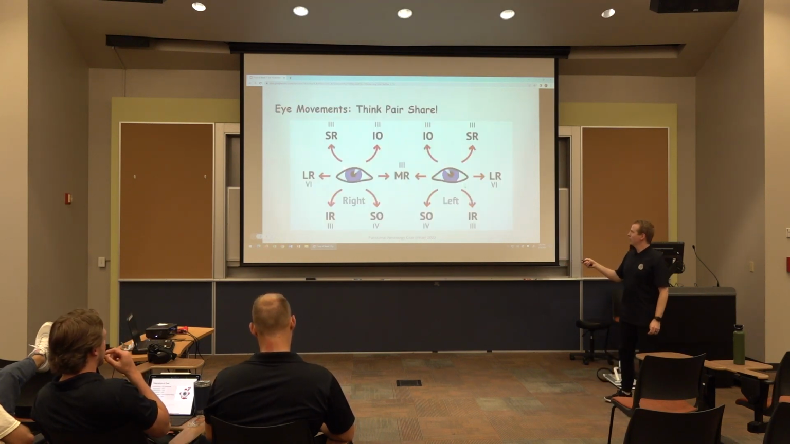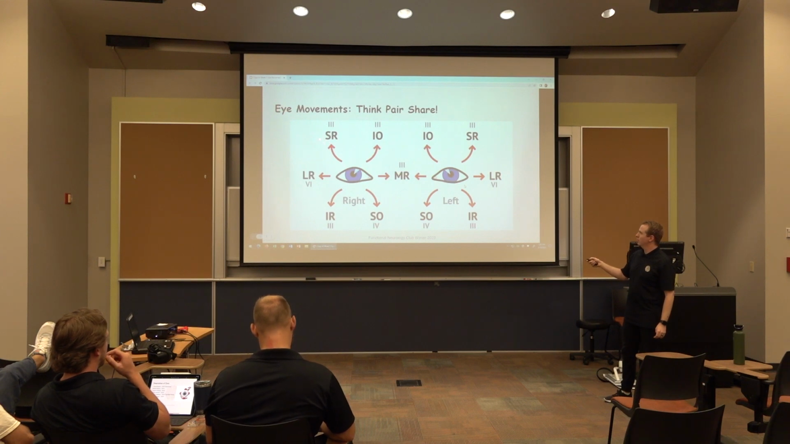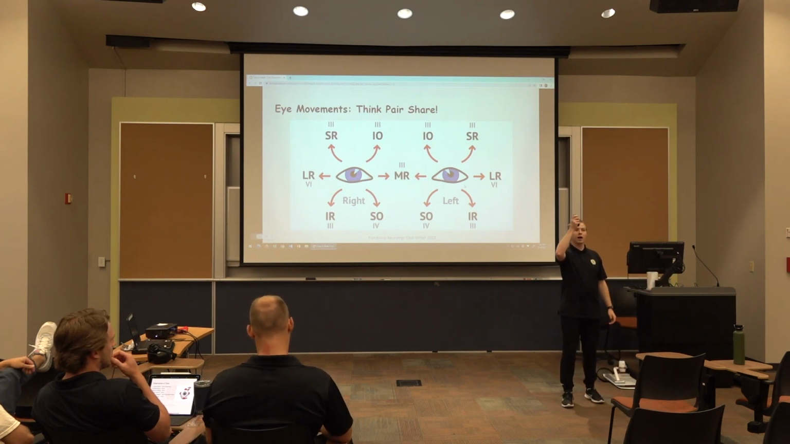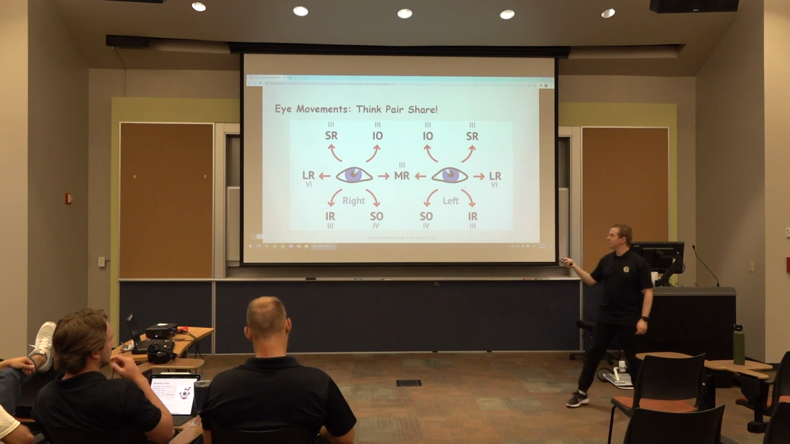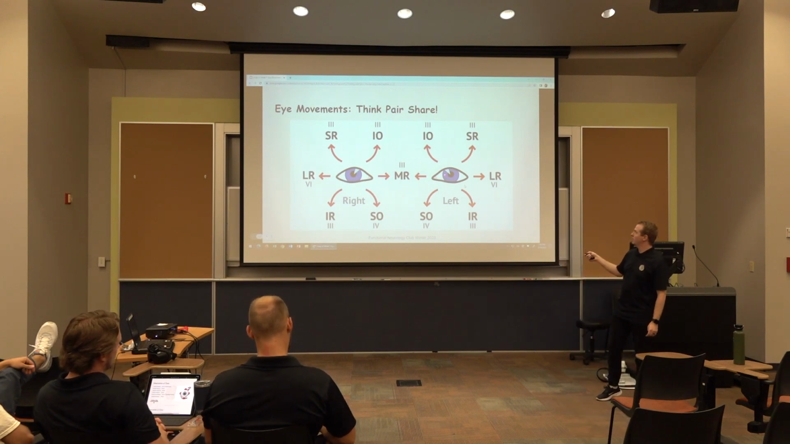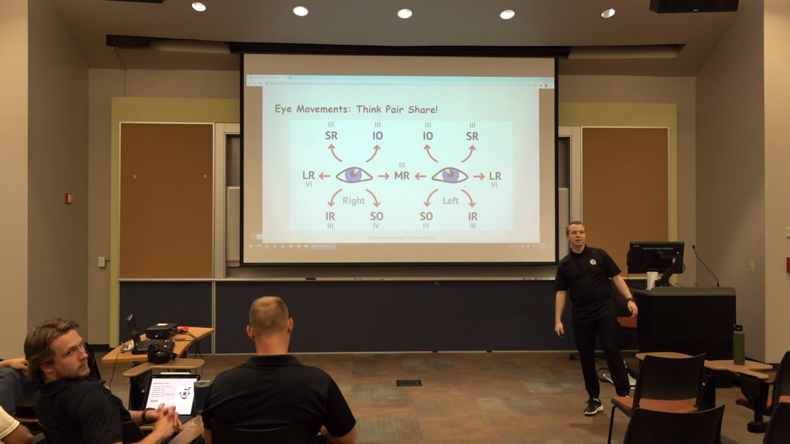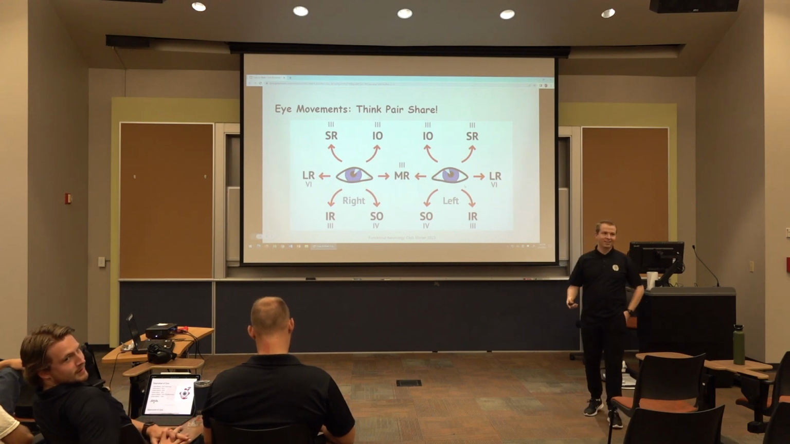So, alright. Let's say we're going this direction, right? So this is going to be up and to the right. We're going to have our superior rectus pulling our eye, our right eye, up and out. At the same time, left eye is going to be up and right. But the muscle that's going to be doing that is the inferior oblique. Yes?